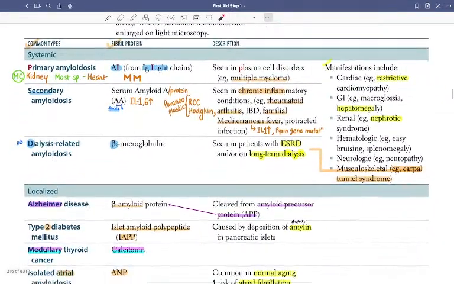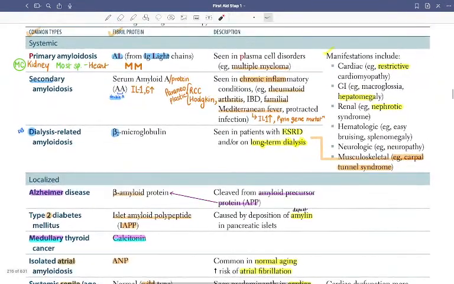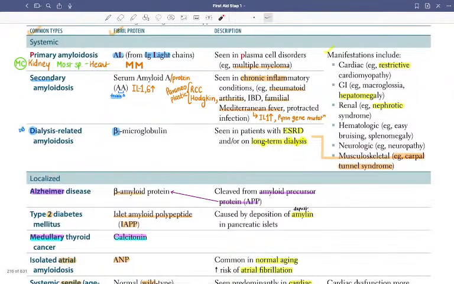Next, this table is very important. Primary amyloidosis: primary light chain, AL, L for light chain. It is most common in the kidney, more specific in the heart. Most common in kidney, more specific in heart. MM, that is multiple myeloma.